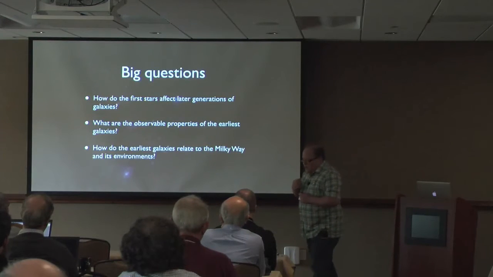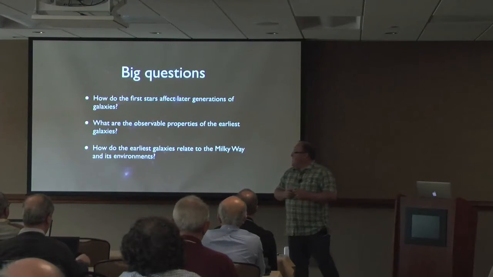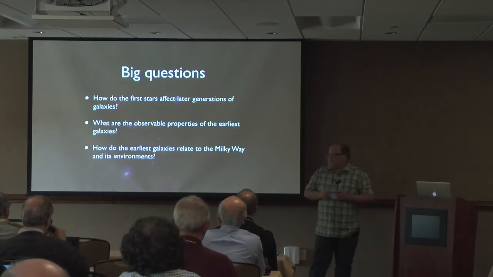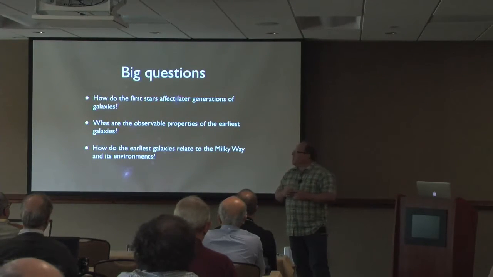So in other words, well, we'll get to it in a second, but what are the observable properties of those earliest generations of galaxies? In other words, when JWST gets launched, opens up, looks at the universe, what's it going to see? And then how do those earliest galaxies relate to the Milky Way and to the Milky Way environment? And what can we learn about that?